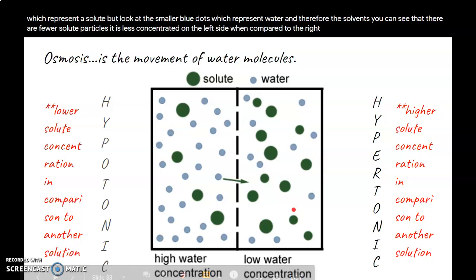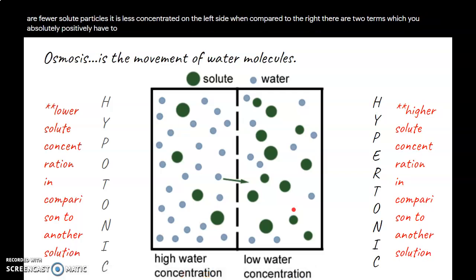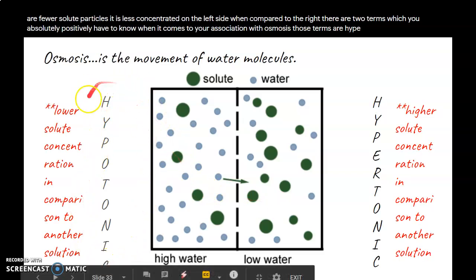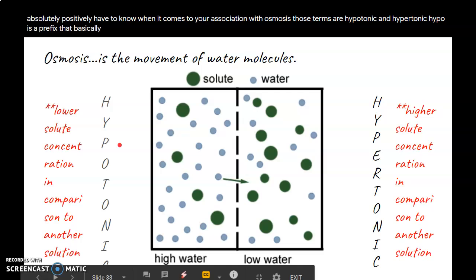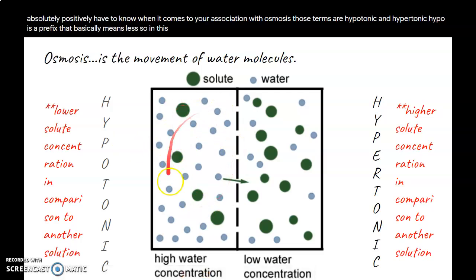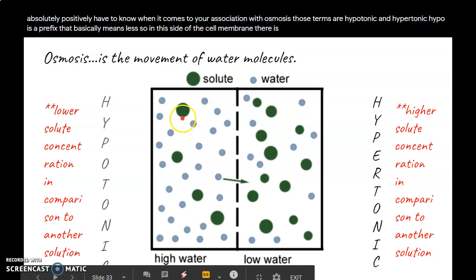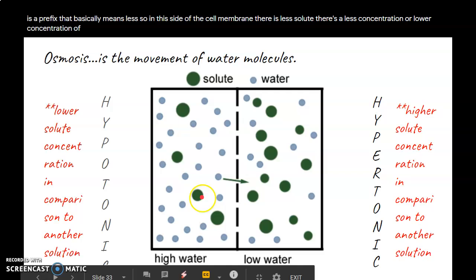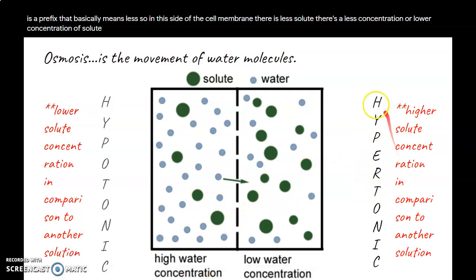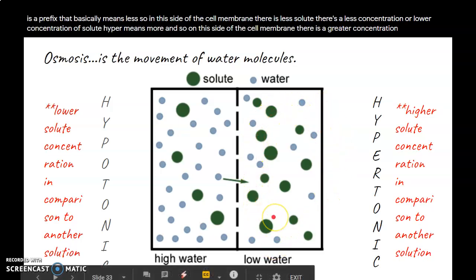There are two terms which you absolutely positively have to know when it comes to osmosis. Those terms are hypotonic and hypertonic. Hypo is a prefix that basically means less. So in this side of the cell membrane, there is less solute, a lower concentration of solute. Hyper means more, and so on this side of the cell membrane, there is a greater concentration of solute.